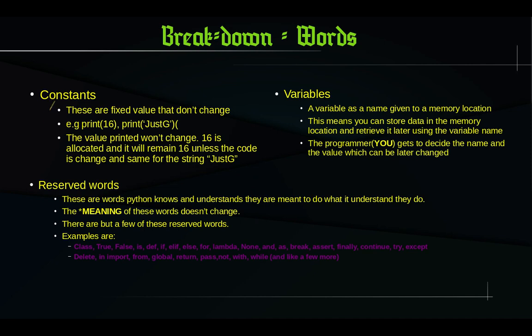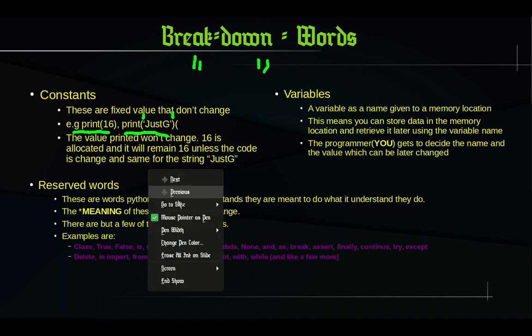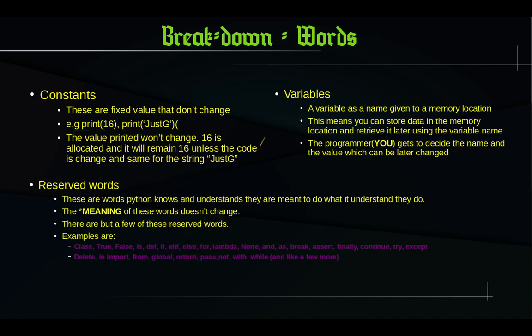So when you talk about constants, this is what we mean. If I tell Python print 16, it prints 16. If I tell it print JustG with the quotes, don't forget that, or you can use the double. Personally I like the single ones, and the value won't change unless you change the code. And if you change the code, that just means you've given it a new constant, so the constant will still remain the same. And for variables, this is where you name a memory location, and you have the freedom to give it any name you want if you follow the rules.